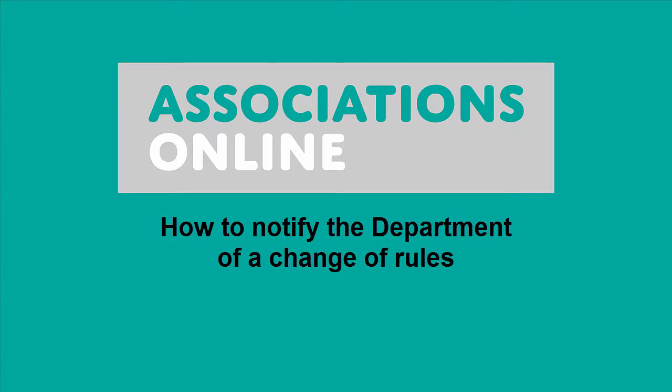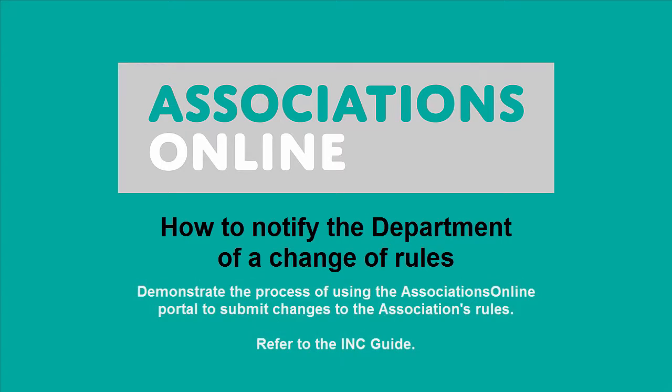This short video will demonstrate the process of using the Association's online portal to submit changes to the Association's rules. Associations should only submit an application after the changes have been passed by a special resolution at a general meeting of members. For further information on the process of making the changes, you can refer to our Inc. guide, which can be found on our website.